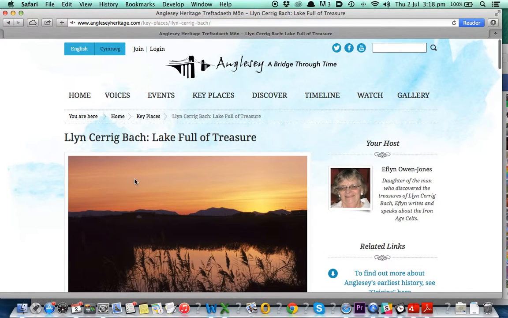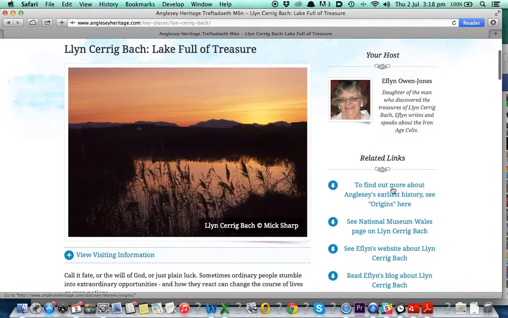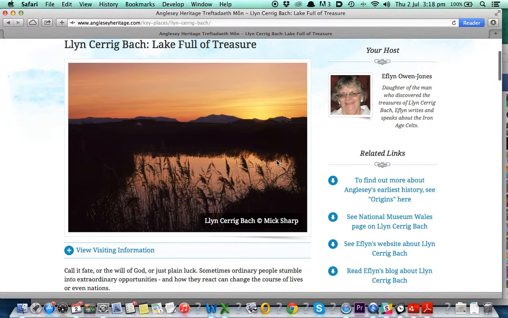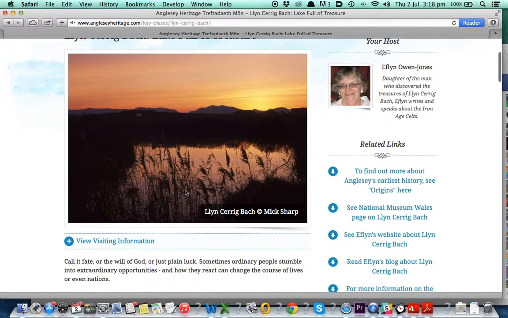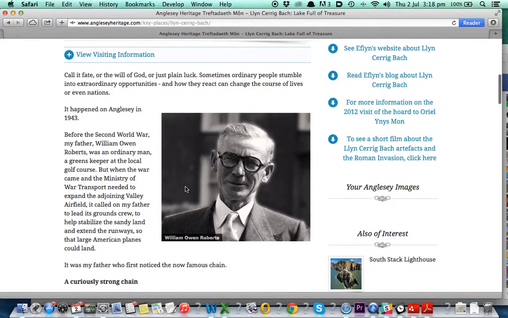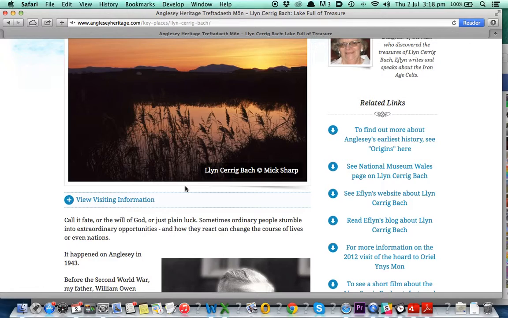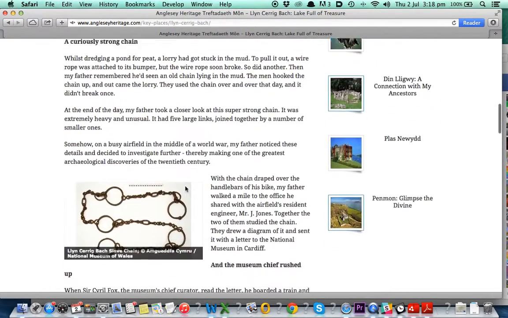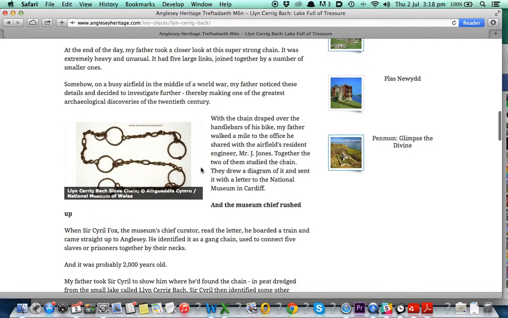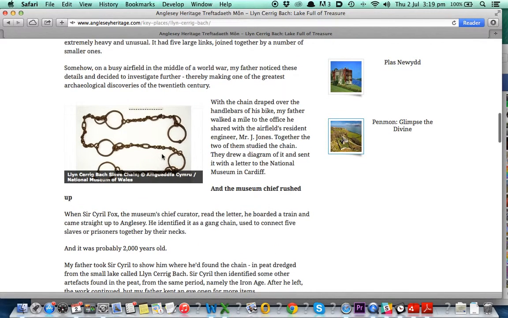The next one is Llyn Bach, Lake Full of Treasures. The host for this site is Evelyn Owen Jones, who's actually the daughter of the man who discovered a world-class significant Iron Age hoard, a hoard of Iron Age artifacts at the bottom of this lake in Anglesey, which is a fascinating story. This man, William Owen Roberts, was a groundskeeper nearby during World War II when the Air Force wanted to expand their local base, and he helped them do it. And during the digging, they dug up hundreds of really very important Roman-era artifacts.